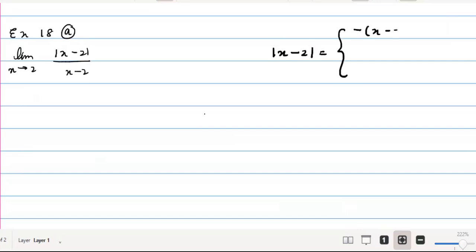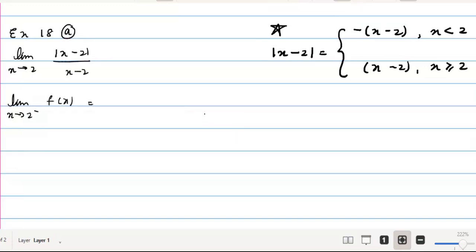So it is negative of x minus 2 when x is less than or equal to 2, and it is equal to x minus 2 when x is greater than or equal to 2. So this is very important to know, okay, in the context of next year as well. So here I am writing limit x tends to 2 minus f of x, because we are talking about the left hand and we are talking about values of x which are less than 2, I will take this.